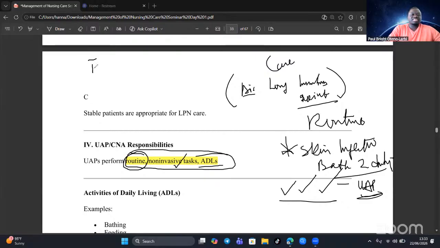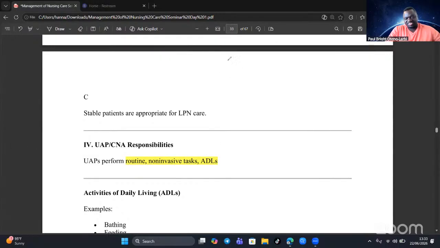A patient's temperature or vital signs need to be checked. Is it a routine care? Yes. Is it invasive or non-invasive? It is non-invasive. Is it activities of daily living? Temperature checking, I need to check the temperature of the patient's body. Yes. Okay. So the UAP can do it.